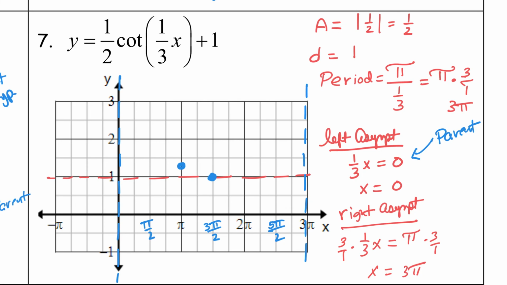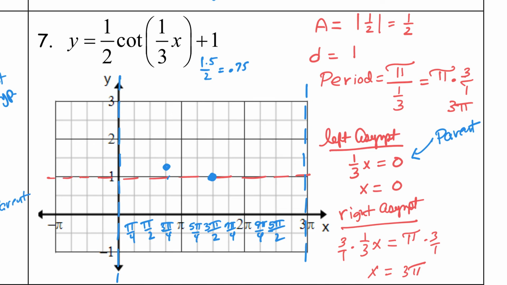And then in between 3 pi over 2 and 3 pi, we know it's going to be right. I made a mistake. In between 0 and 3 pi over 2, if I were to do the arithmetic here, it'd be 1.5 over 2, which is 0.75, which is actually 3 pi over 4. So it should be right here.